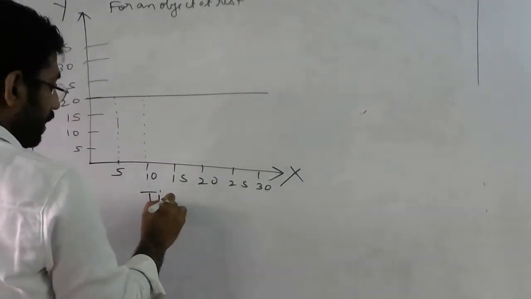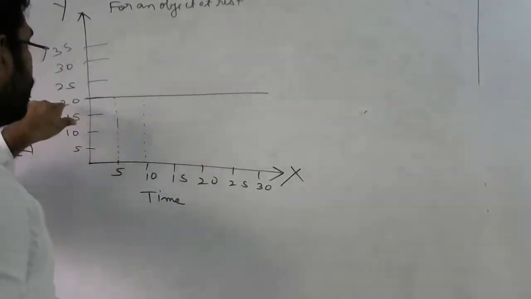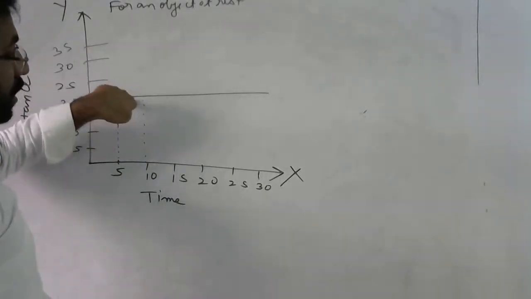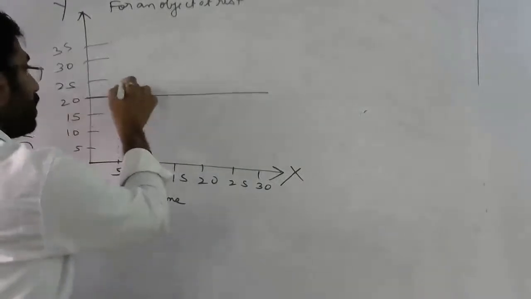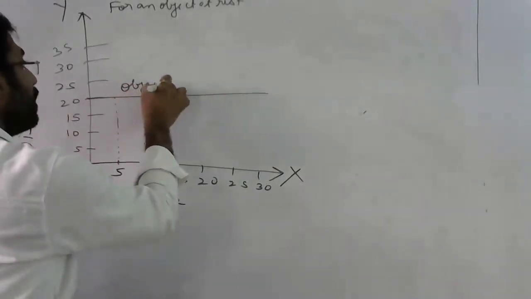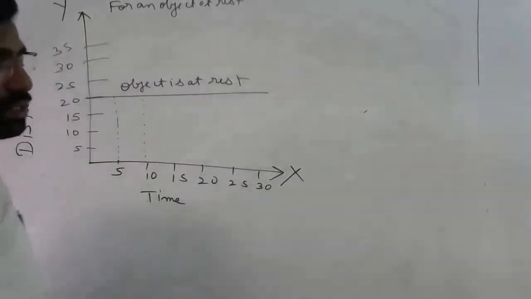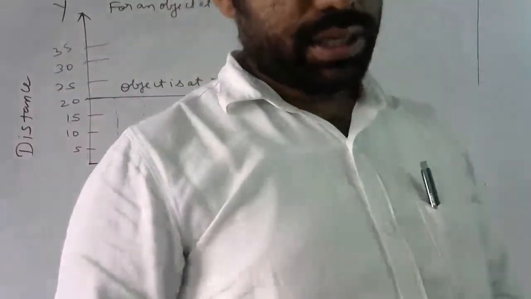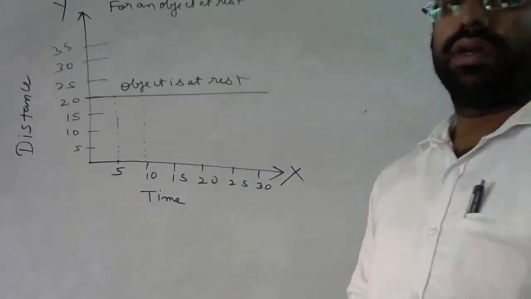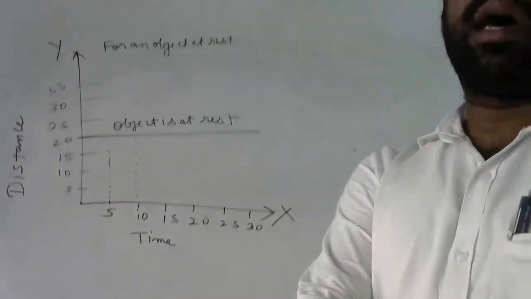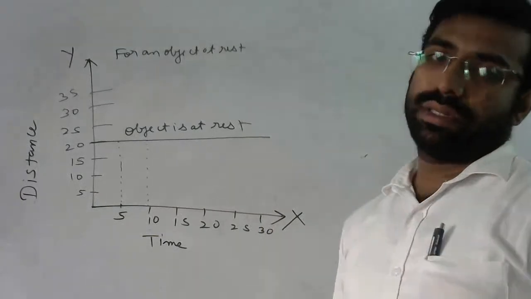Time is passing. Time 5 seconds, distance covered 20 meters. Time 10 seconds, distance covered 20 meters. Time 15 seconds, same distance, which means the object is at rest. So if somebody asks you what is the distance time graph for an object at rest, it will be a straight line parallel to time axis.